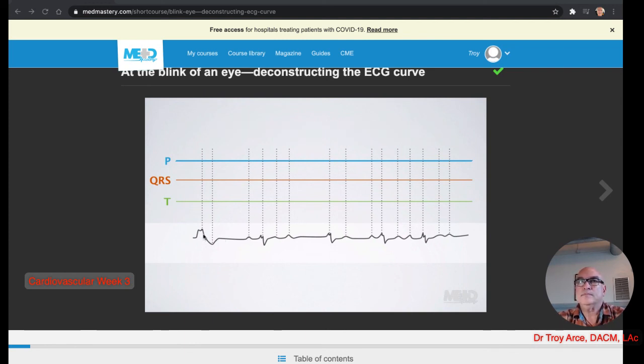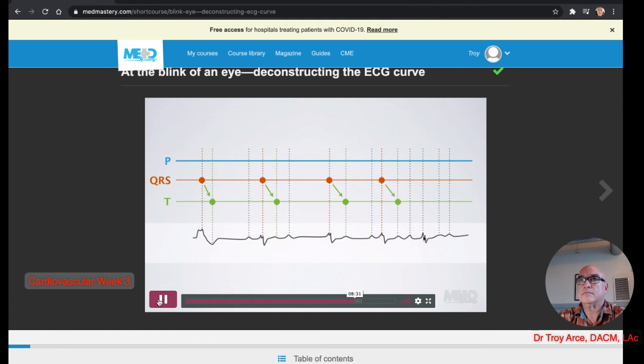This first part of the curve, very steep and pointy, must be a QRS complex. Then after each QRS complex, there has to be a T wave, so this has to be the T wave. Then this is another steep part, QRS complex. This must be a T wave, rather flat. QRS complex, T wave, QRS complex, T wave, QRS complex, and another T wave.